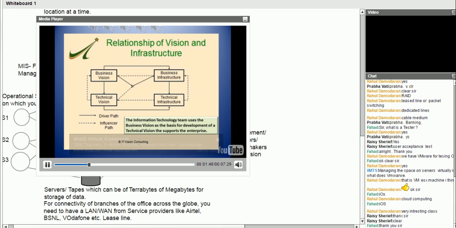It is the responsibility of the IT team to use this business vision as a basis for development of a technical vision that supports the enterprise. The combination of the technical vision and the business infrastructure determine the design of the IT infrastructure.